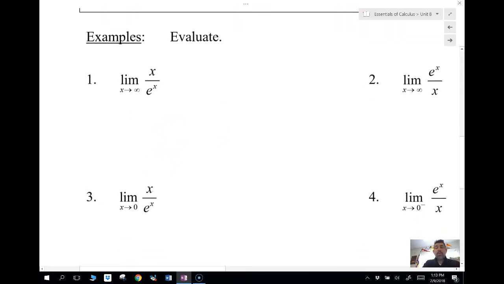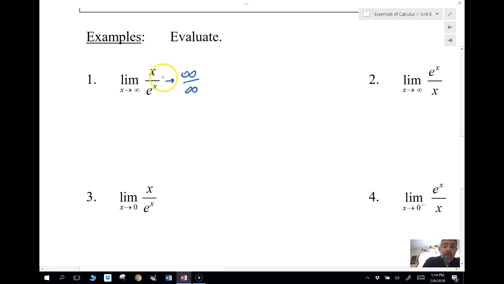So we have the limit as x approaches infinity of x over e to the x. Now if I plugged in infinity, I'd get infinity over infinity. One thing to notice here is that I'm not using an equal sign, right? This limit is not equal to infinity over infinity. It's just what I would see if I plug in as we approach. This is the indeterminate form.